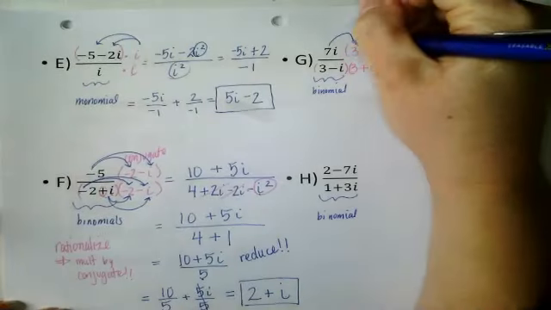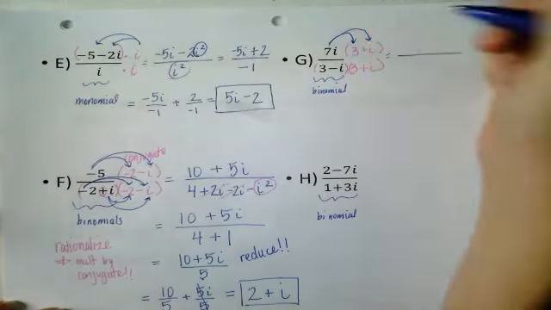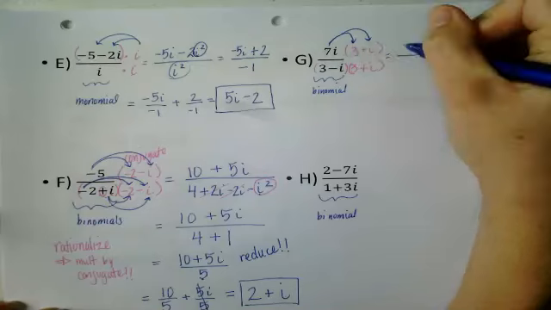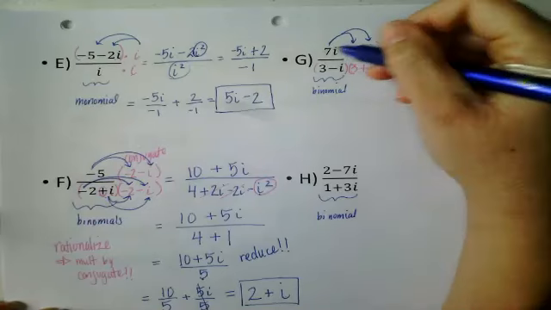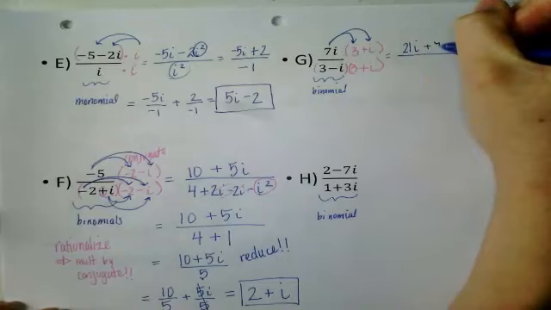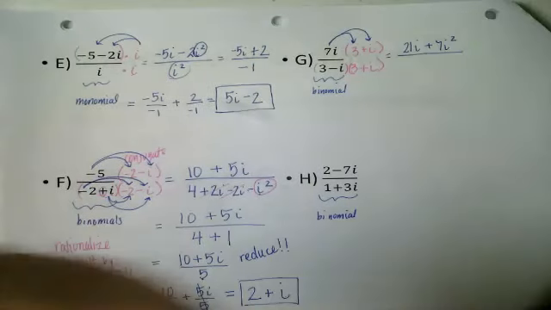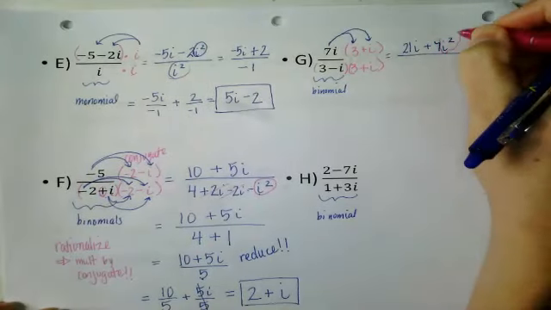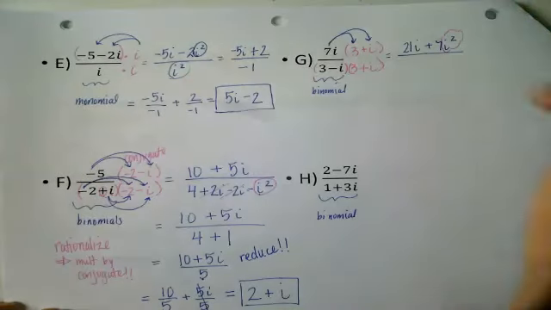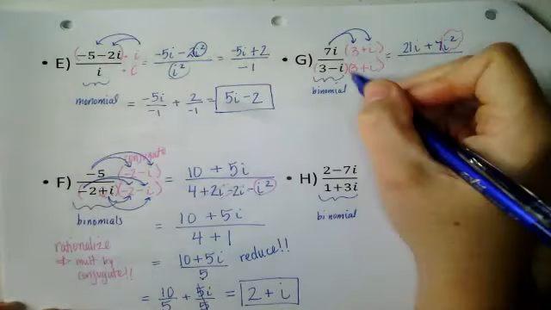I'm going to distribute my 7i. 7i times 3 is 21i. And 7i times i is positive 7i squared. So again, paying attention to that i squared changes the sign. Looking at the denominator, we're going to FOIL.